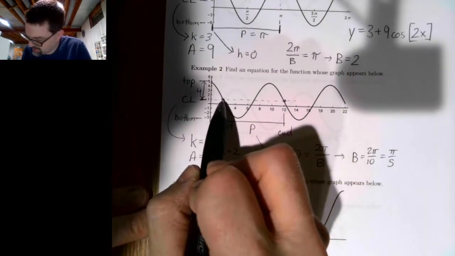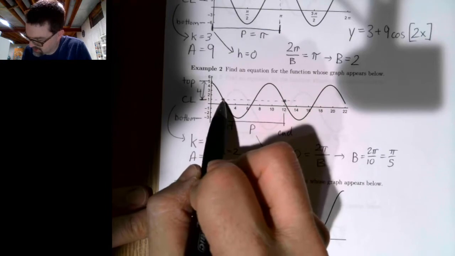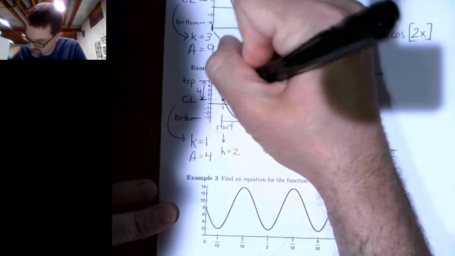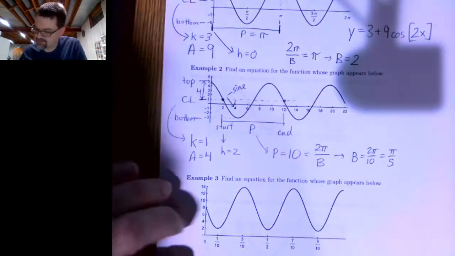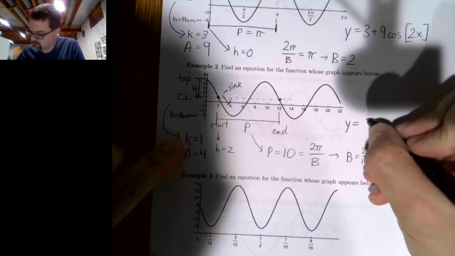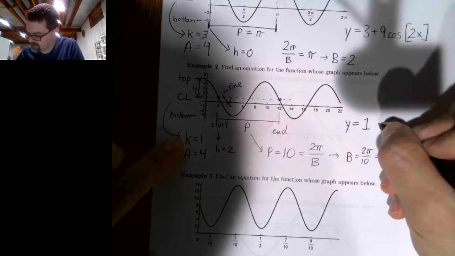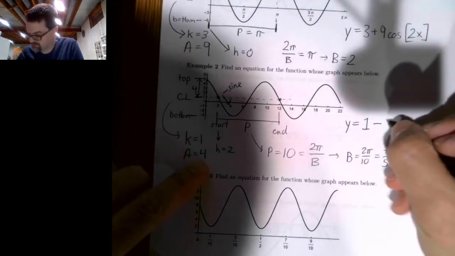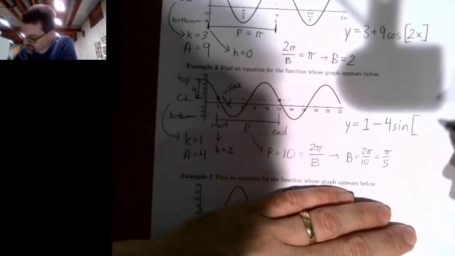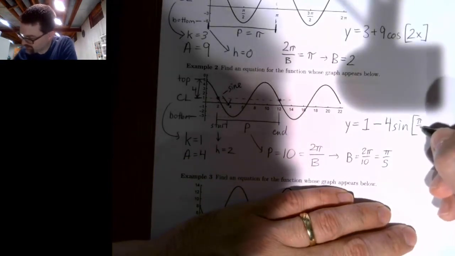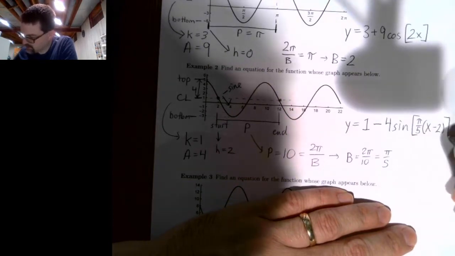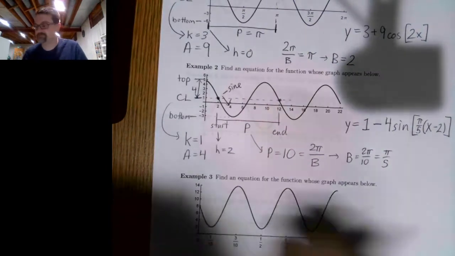Now looking back at this, we started in the middle, and it's the sine function that starts in the middle, but it's going down, so that is a negative sine function. So putting it all together: 1 for k, minus 4, negative sine function, sine b was pi over 5, and x minus h, which was 2. There it is.